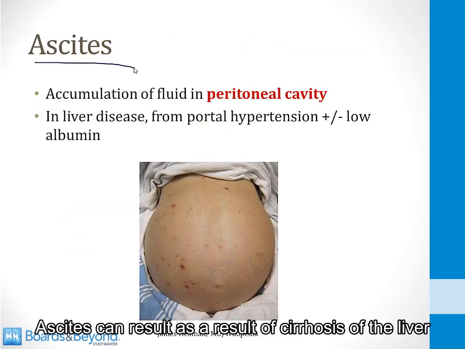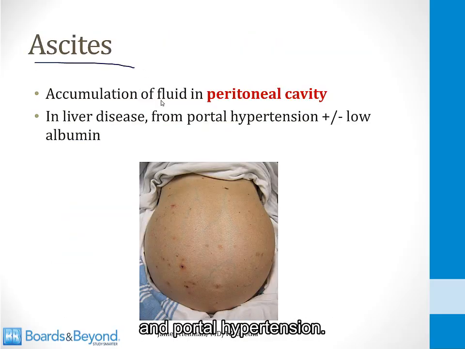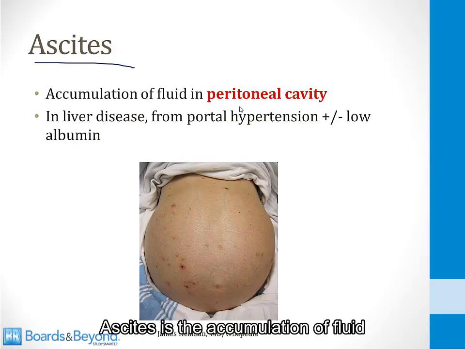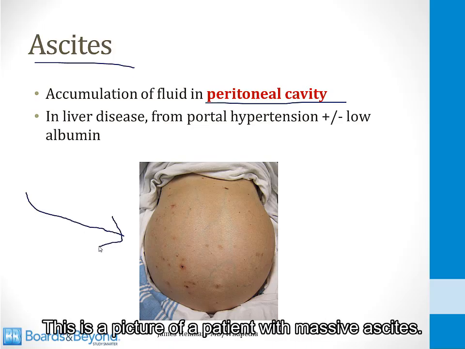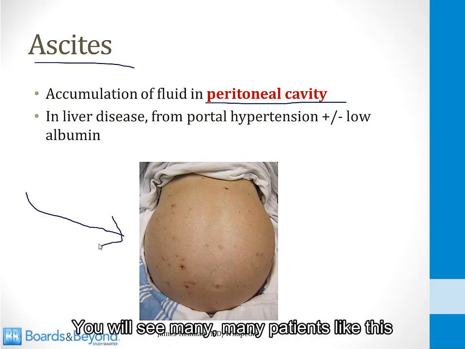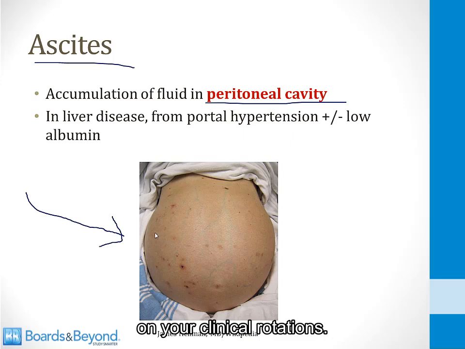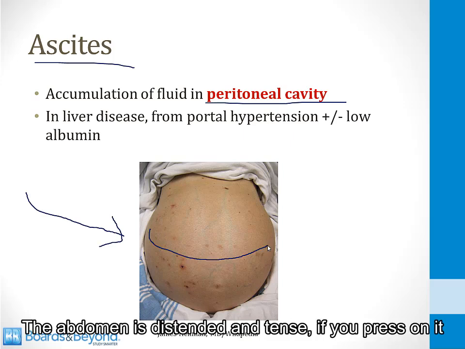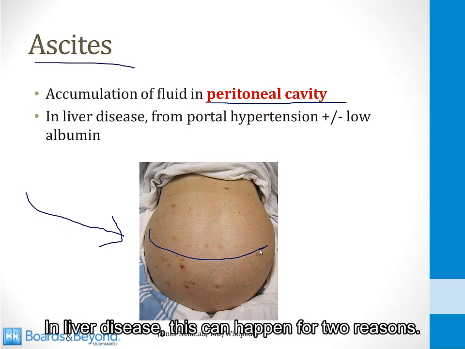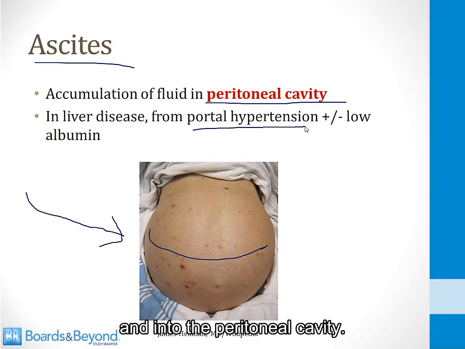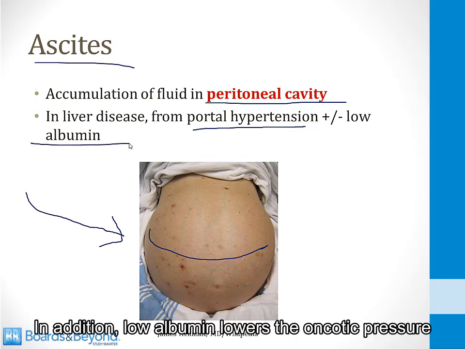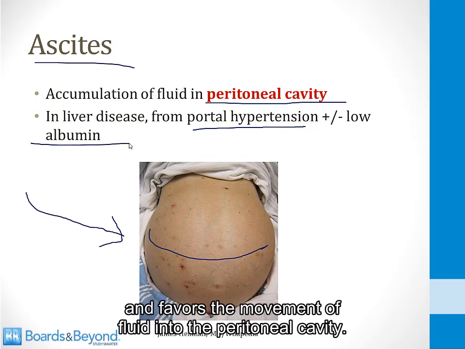Ascites can result as a result of cirrhosis of the liver and portal hypertension. Ascites is the accumulation of fluid in the peritoneal cavity. This is a picture of a patient with massive ascites. You will see many patients like this on your clinical rotations. The abdomen is distended and tense if you press on it. In liver disease, this can happen for two reasons. First of all, portal hypertension can drive fluid out of the plasma and into the peritoneal cavity. In addition, low albumin lowers the oncotic pressure and favors the movement of fluid into the peritoneal cavity.